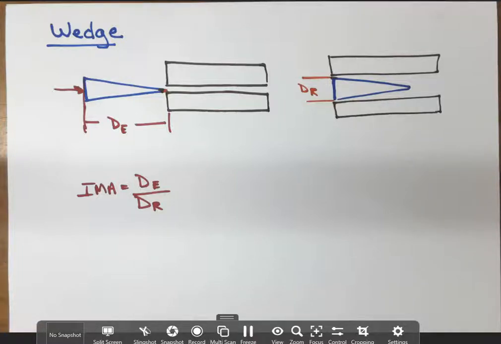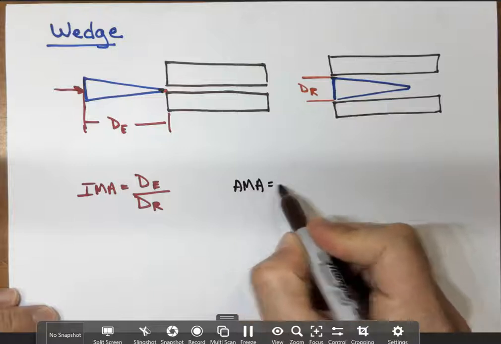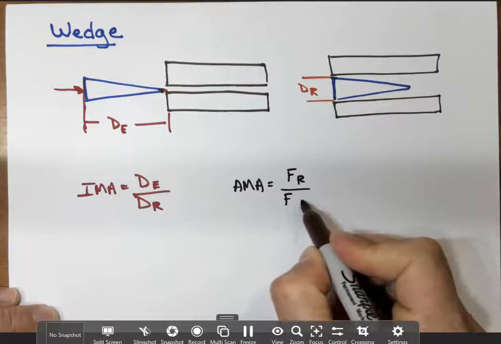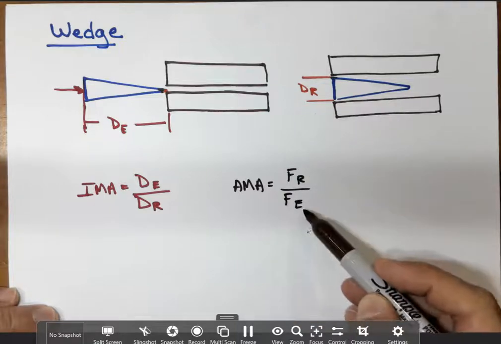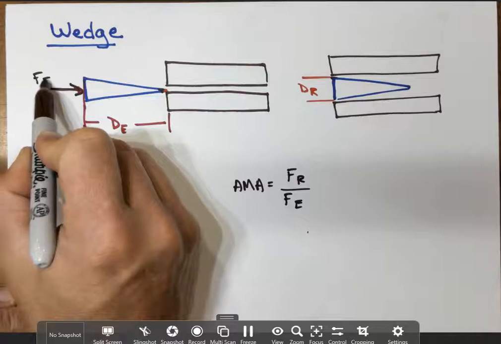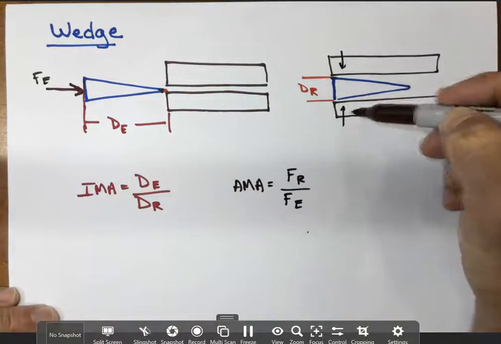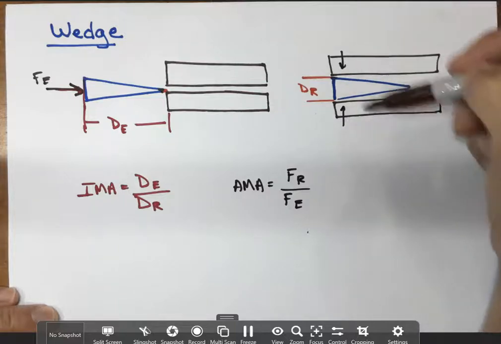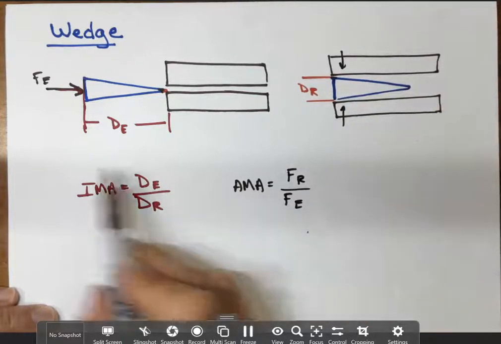Now, if they ask you for the actual mechanical advantage, or refer to that, actual mechanical advantage, like all of the other simple machines, is found using the forces. So the resistance force divided by the effort force. So in that case, we would want to know how much was the effort applied, and then how much resistance is there between these. And that'll potentially be given to you.